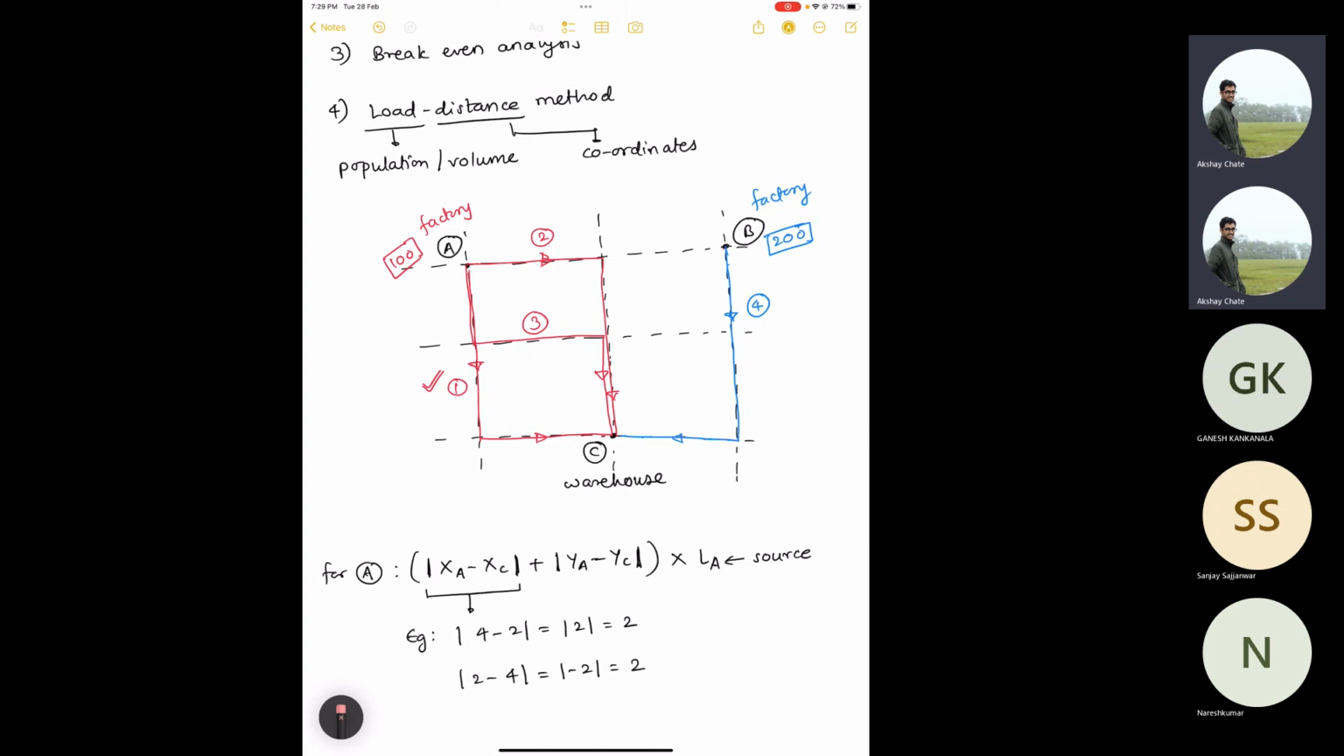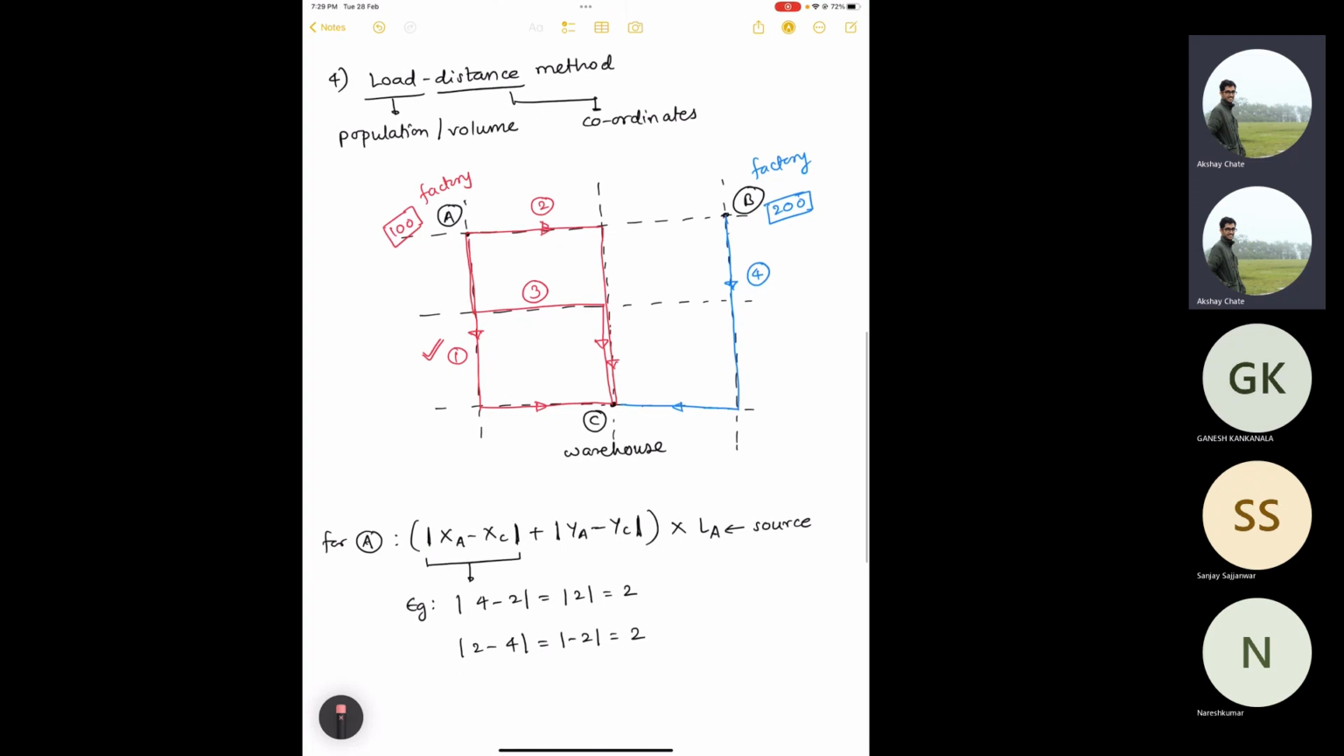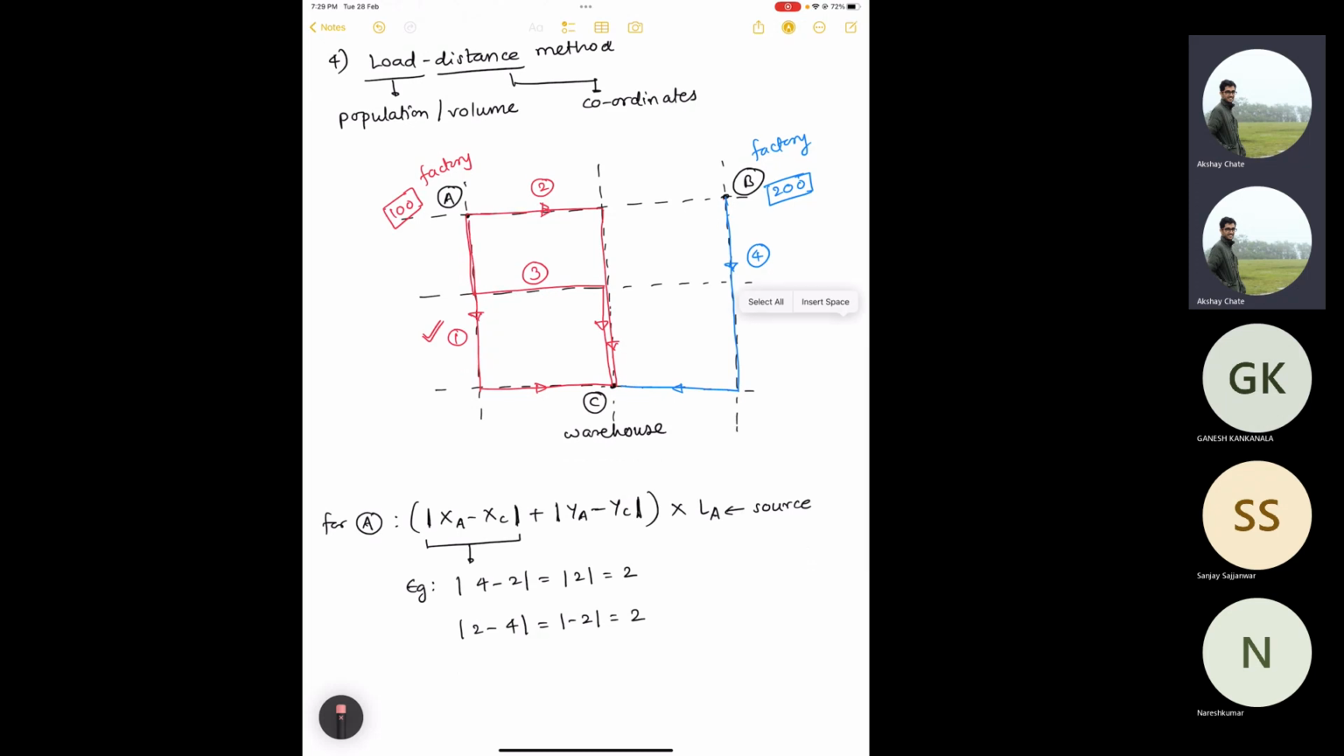a more practical way. How it is done is, first of all, let's say your factory A is producing 100 units and factory B is producing 200 units, and then you go and check how much your warehouse can store. So basically, that is the first thing that you do. Here we assume that the warehouse can store whatever your factories can produce, but in reality that is not the case. In reality, warehouses also have limited capacity.